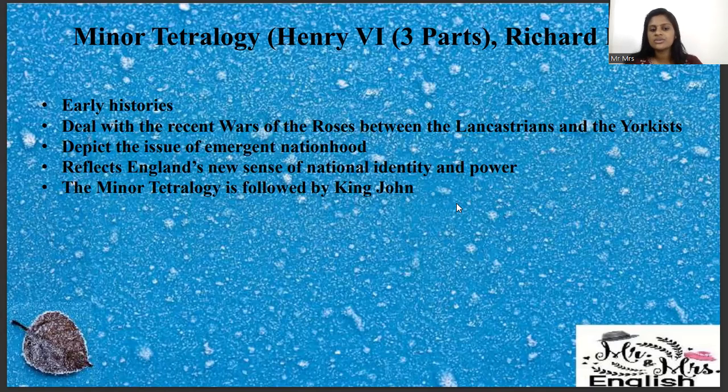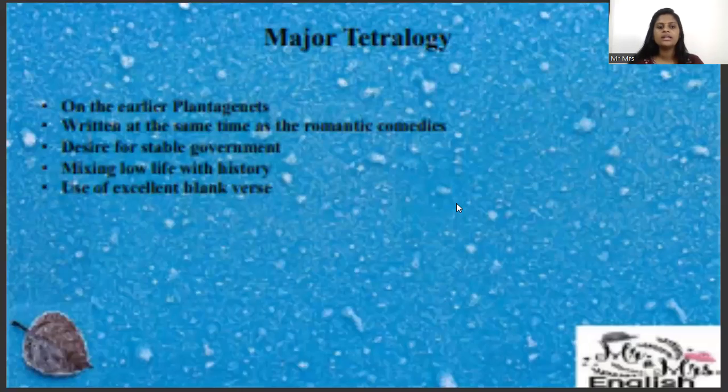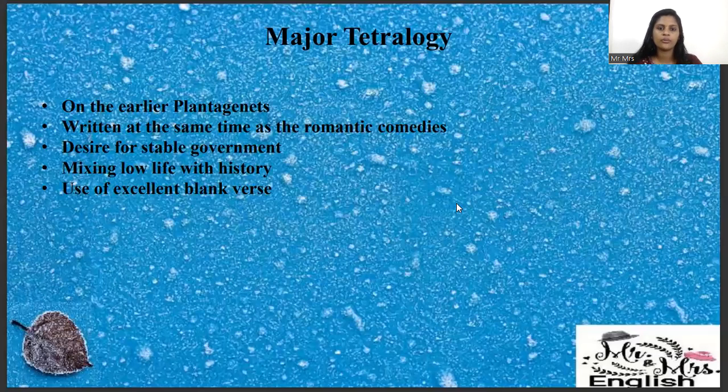Okay, and then this minor tetralogy is followed by King John and Henry VIII, the two plays which stand alone. Then comes our major tetralogy, which includes four other plays: Richard III, Henry IV Part I, Henry IV Part II, and Henry V. The major tetralogy is based on the earlier Plantagenets. Plantagenets means it relates to the English royal dynasty, starting from Henry II in 1154 and ending with Richard III in 1485.